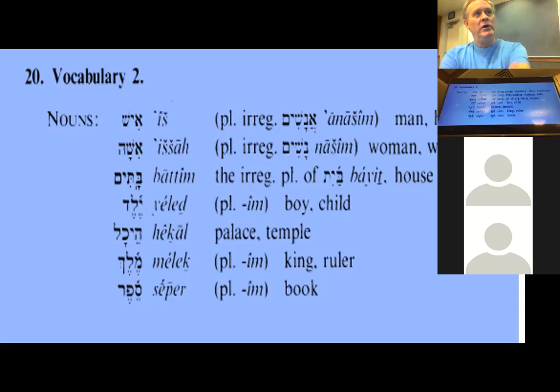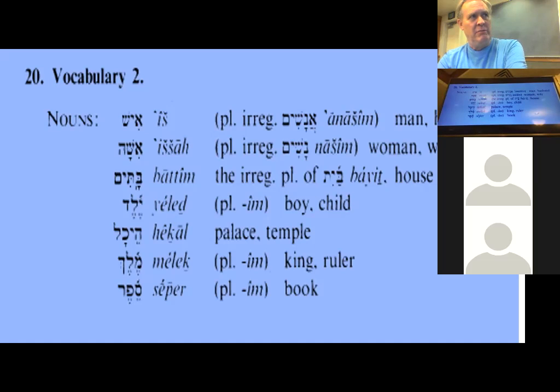Okay, the word for house was bait, and the word for houses is batim. The word for boy or child is yeled, and the plural is yeledim. The word for palace or temple or very large house or large and spacious building is hekal, big building. Okay, melech is a king or a ruler.